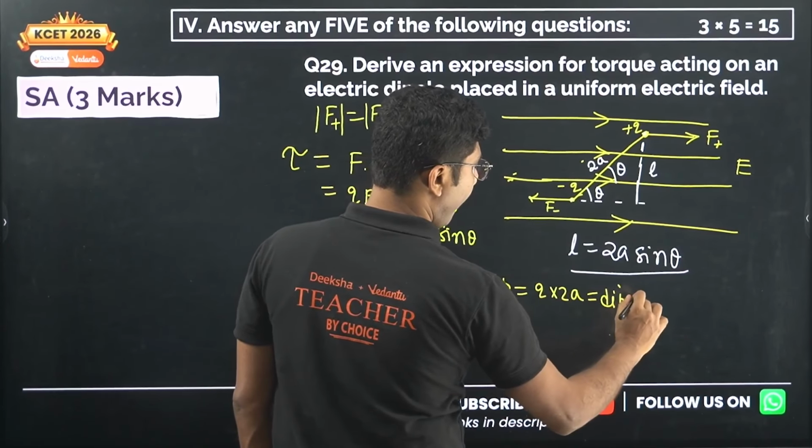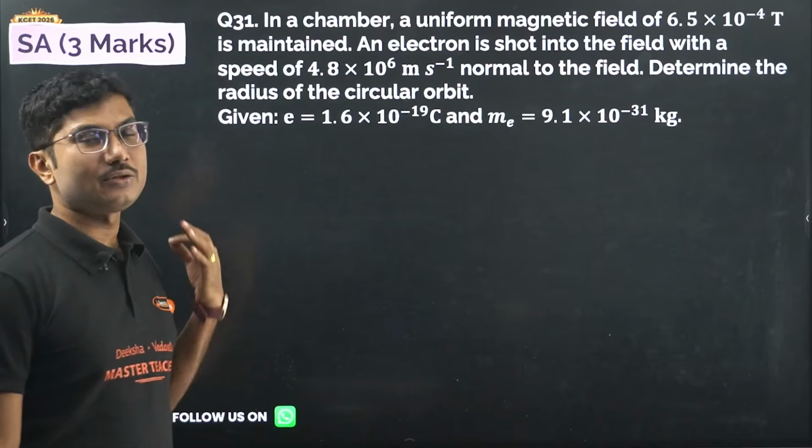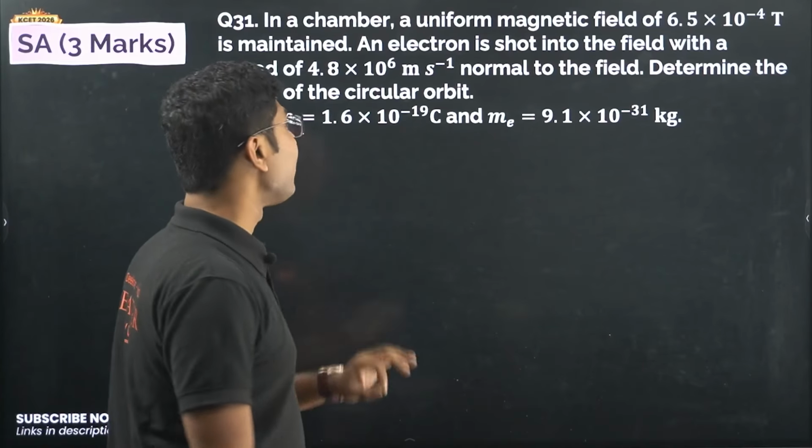Now next, it's a 3-marker numerical question. As I mentioned, 2-marker numerical questions and 3-marker numerical questions, both will be coming. 3-marker numerical questions can be a little tricky, so you can avoid them if you are not sure about it, but 2-marker numerical questions are very easy, so don't miss out on them, solve them definitely.